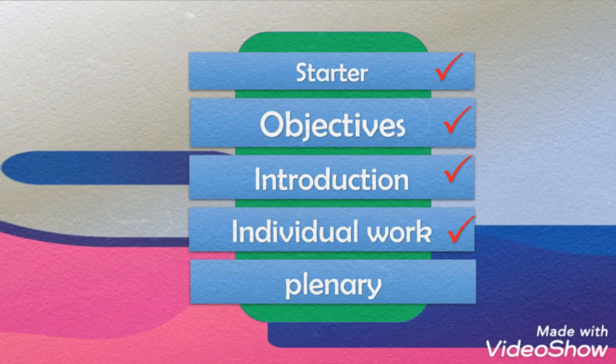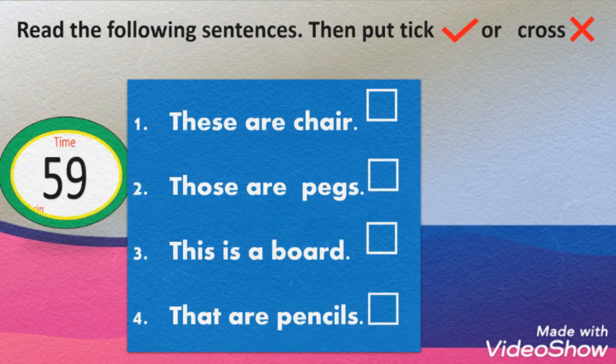We have starter, objectives, introduction, and individual work. We have finished 4 so far. Now let's move to the last one, which is the summary. Now you have time to read the following sentences, then put tick or cross. If the sentence is correct, just put tick. If it is not correct, just put cross. Is it clear?